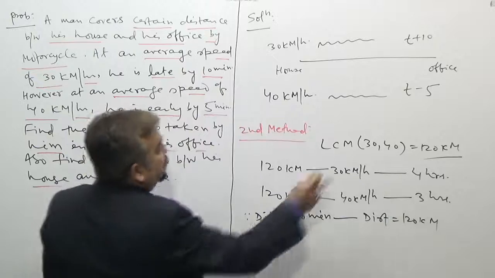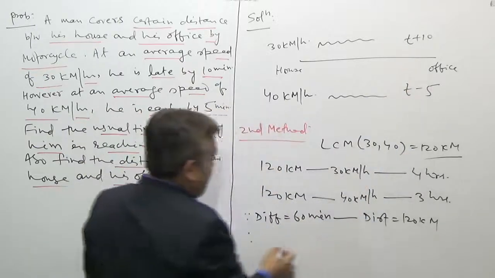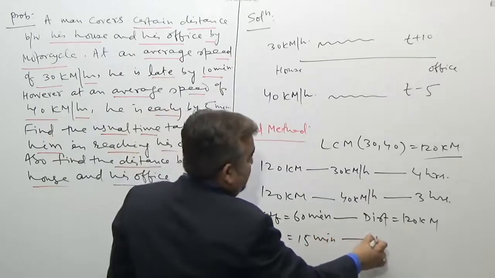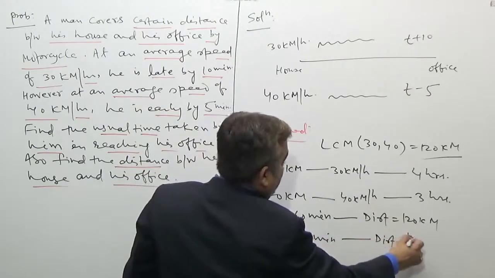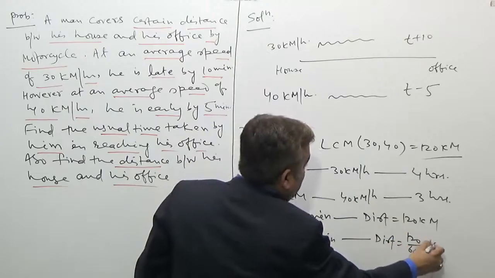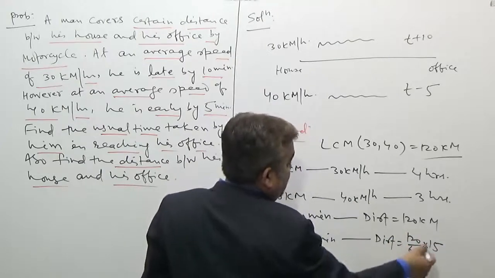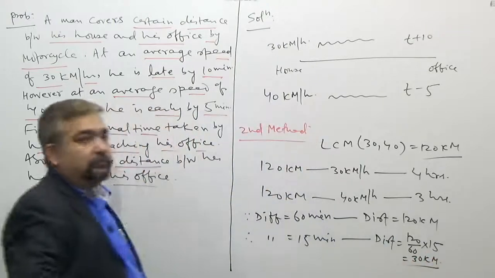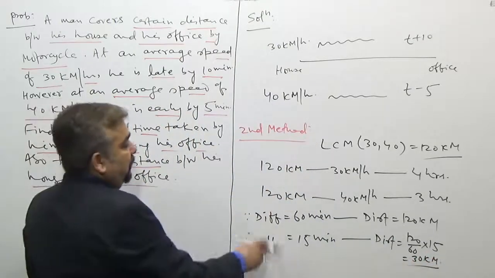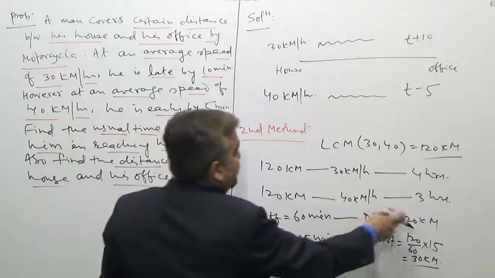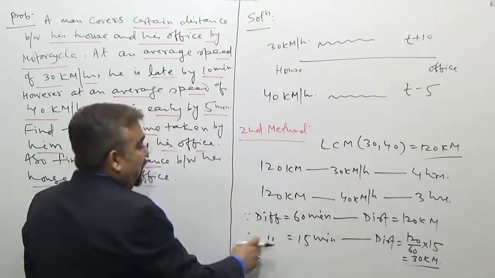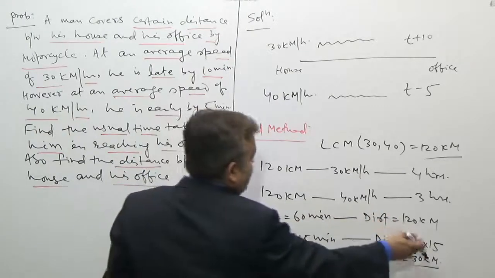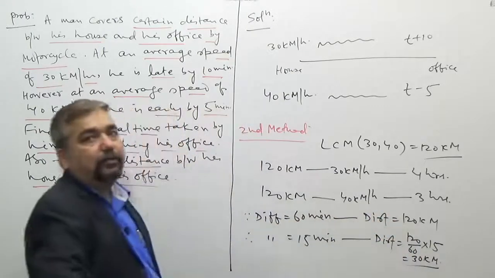Therefore, when the actual difference of timing is 15 minutes, what is the distance? Distance is 120 by 60 into 15, which is 30 kilometers. So, we can use the unitary method. When the difference is 60 minutes, the distance is 120 kilometers. When the actual difference is 15 minutes, the distance is 120 by 60 into 15, that is 30 kilometers.